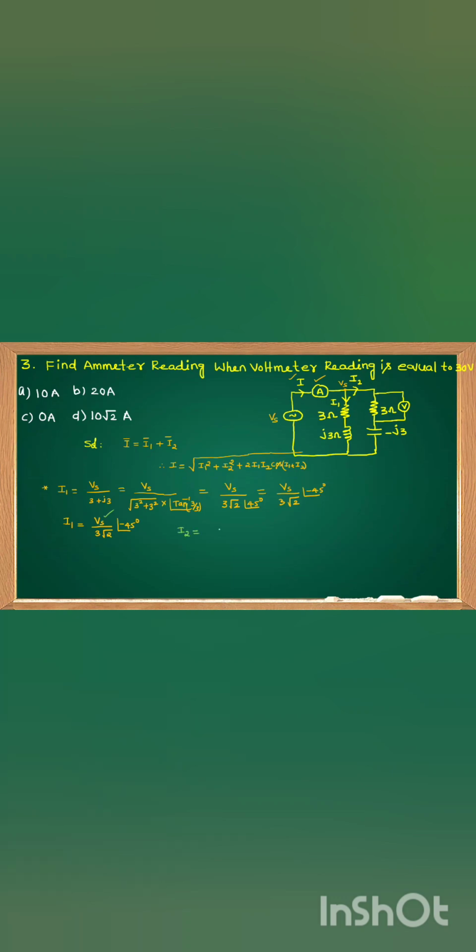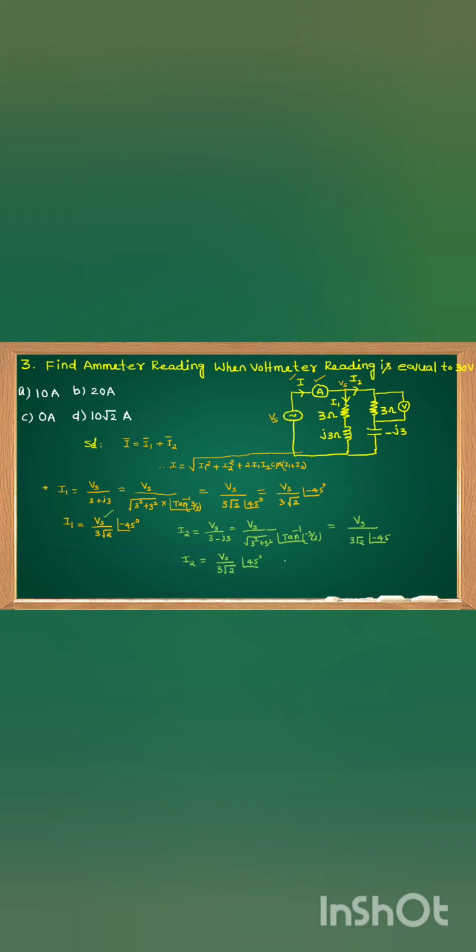What is I2 you have to write? I2 equals Vs by 3 minus j3. With the same simplification, square root of 3 squared plus 3 squared at an angle of tan inverse minus 3 by 3. To simplify this, Vs by root 18, that is Vs by 3 root 2 at an angle of plus 45 degrees.